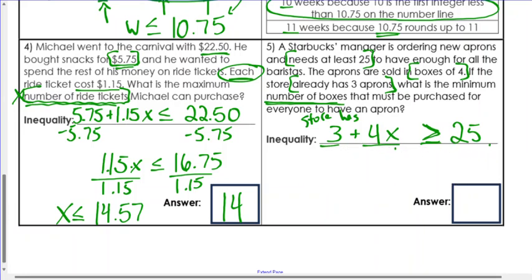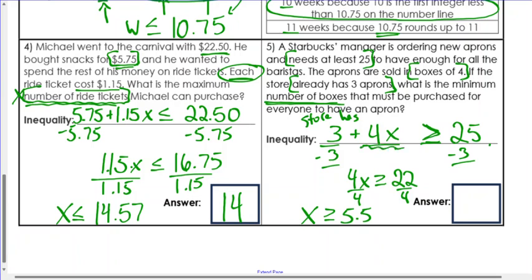So we're going to subtract 3 from both sides. Get 4x is greater than or equal to 22. And then last step, we're going to divide by that 4. And get that x is greater than or equal to 5.5. So we need at least 5.5 boxes to have enough aprons. Well, we can't buy half a box. We need to buy the 6th box so that we have enough. We're going to end up with 27 because this is boxes of 4. But we need to buy that 6th box just to make sure we have at least 25.